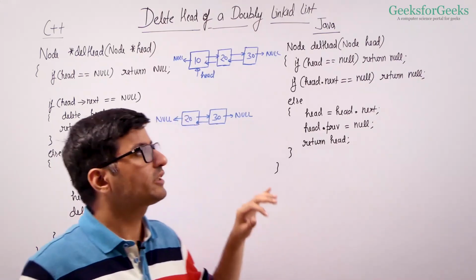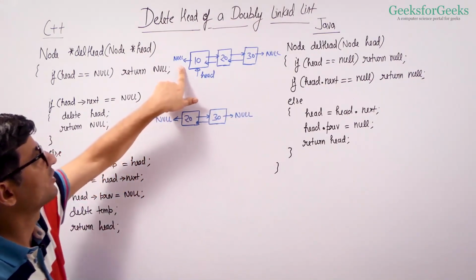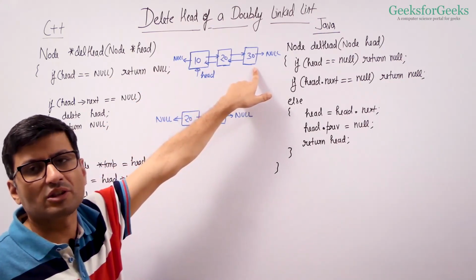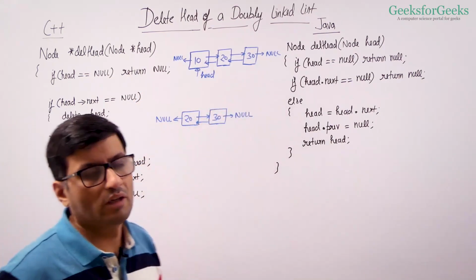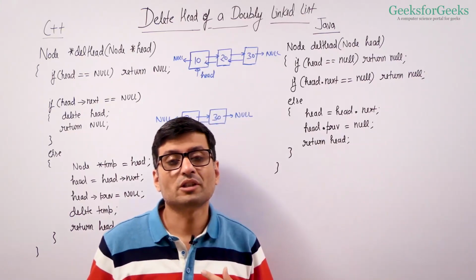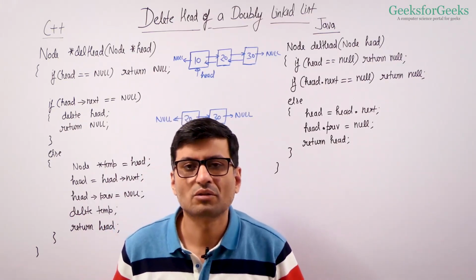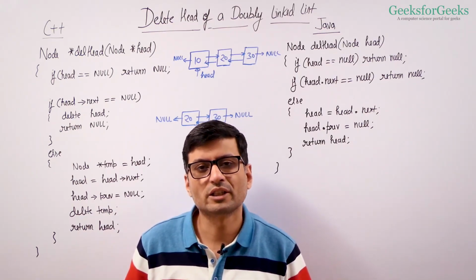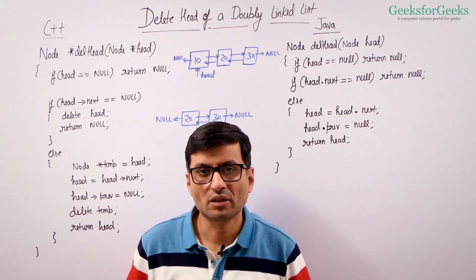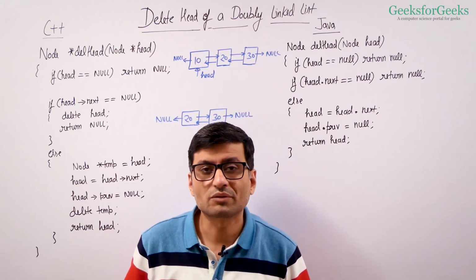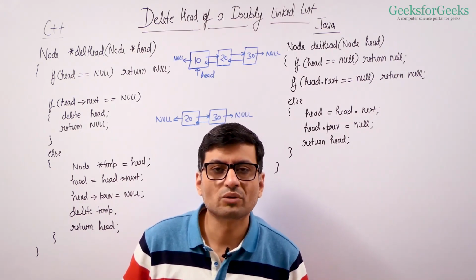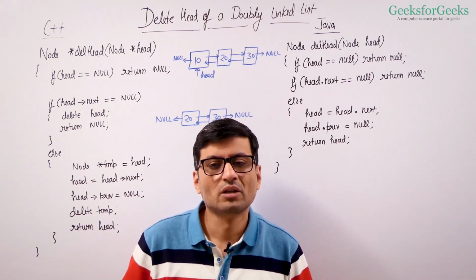In doubly linked list, previous of first node is always null and next of last node is also always null. Now if you wish to delete the head node, there can be multiple cases. The first corner case is if the given linked list is empty. In this case, we simply return the null. The second corner case is if there is only single node. If there is single node, then you delete that node and you return null.